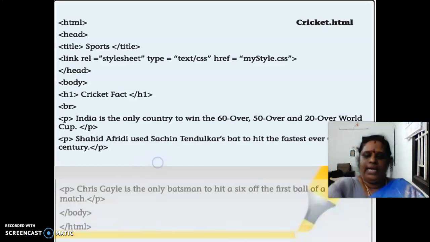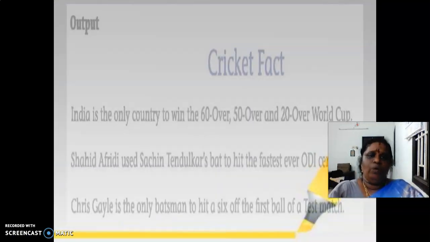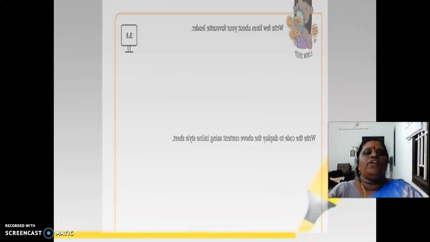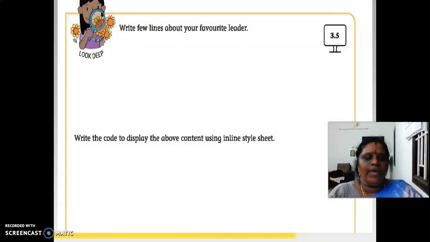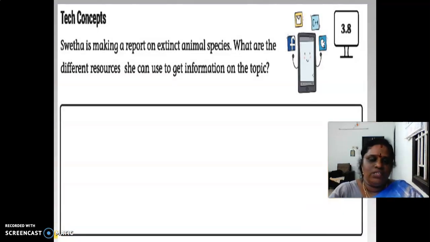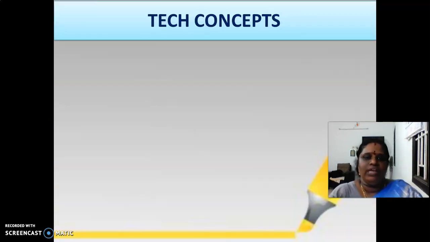Okay, the output for this will be like this. We saw this. The next one is 3.5. Write a few lines about your favorite leader. So write the code to display the above content using your inline style sheet. Which form of insertion of style sheet do you find easier? All these things you write, otherwise I'll give the PDF format.